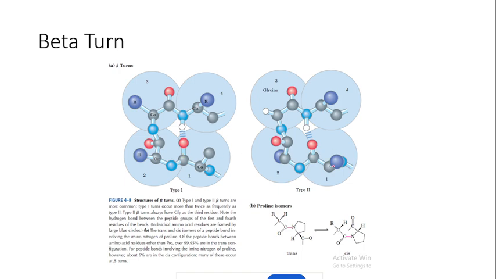And in the type 2, the only difference is the third amino acid will be glycine, right? Glycine means there is no side chain. So there are two types of beta turn, type 1 and type 2. The difference is in type 2, the third amino acid will be glycine. Otherwise, the interaction will always be between first and fourth amino acid residue. If it is N, then this amino acid will interact with the N plus fourth amino acid residue in beta turn. Okay.